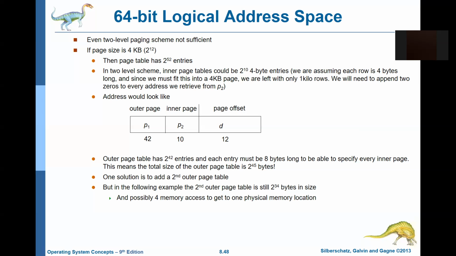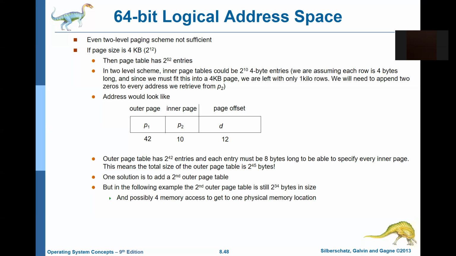And that was the 1-level scheme. In a 2-level scheme, the inner page tables could be 2 to the 10th each. I changed the slide here. Why did I write 2 to the 10th, with 4 byte entries? Because I still want to fit them into this, because remember I said that it's 0 to 12.